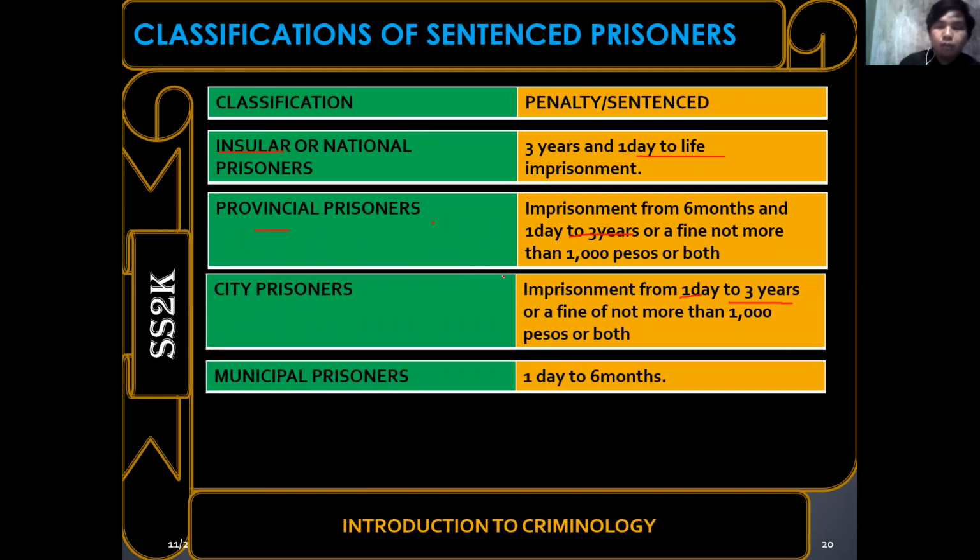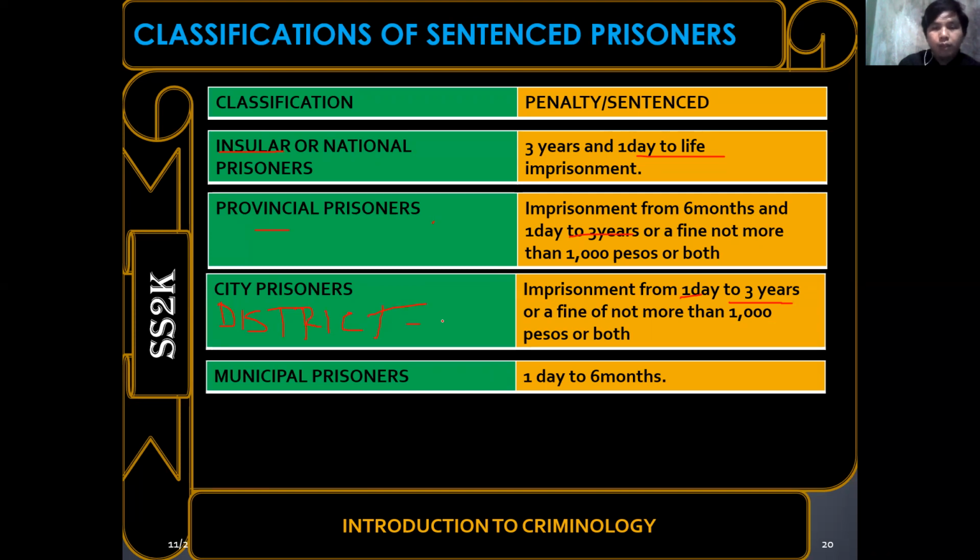Then municipal prisoners, those prisoners who are sentenced to suffer the penalty of 1 day to 6 months. Okay? Then of course, city is siyempre yung mga, paano yung mga munisipyo na magkakalapit na, iisa yung pong kanilang kulungan. Ang tawag po is district prisoners, no? So parehas doon sa city yon, district.